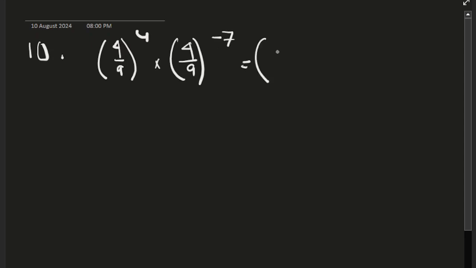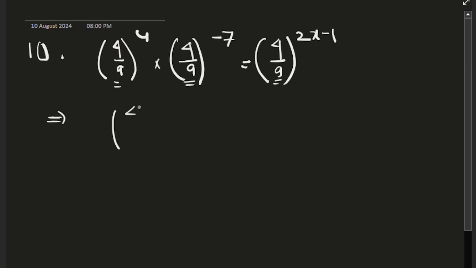The question is (4/9) to the power of 4, multiplied by (4/9) to the power of minus 7, equals (4/9) to the power of 2x minus 1. Now, all the bases are the same. So when we multiply these first two, what do we have to do? We have to add the powers.